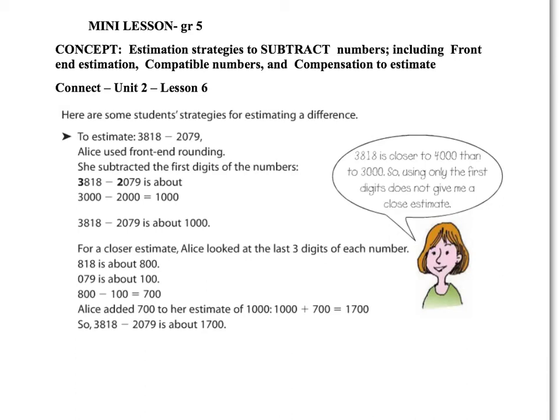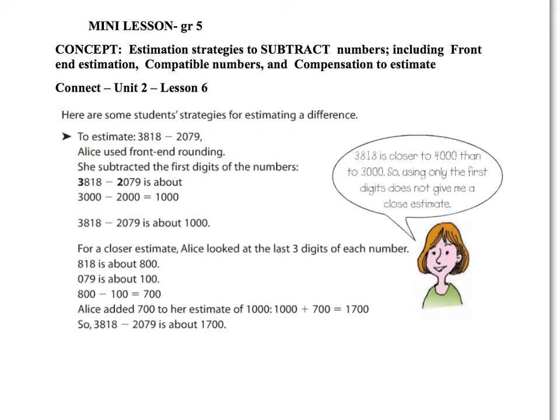All right, now we're going to apply what we already know about estimation, and we're going to use that now with subtraction. Estimating strategies to subtract numbers, including front-end estimation, so we'll revisit that, compatible numbers, and compensation. We'll look at all three of those. This is Unit 2, Lesson 6, the Connect section. Here we have our first problem.